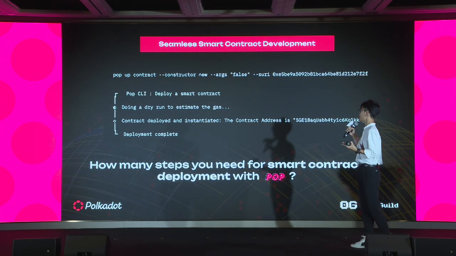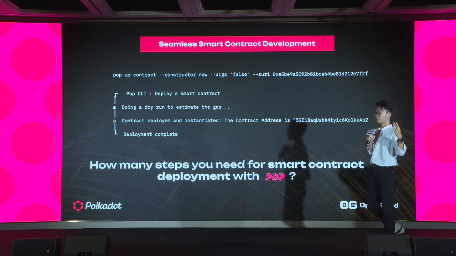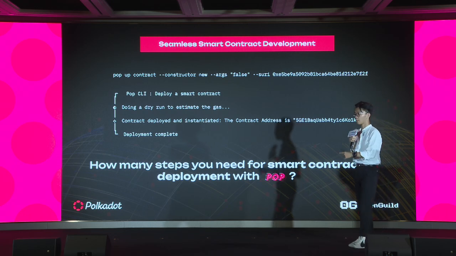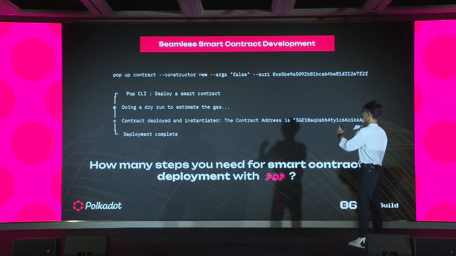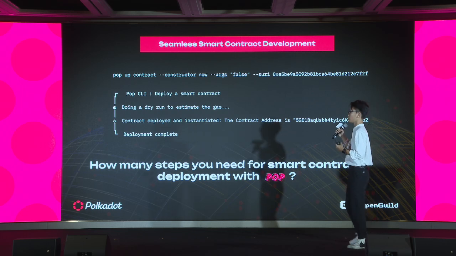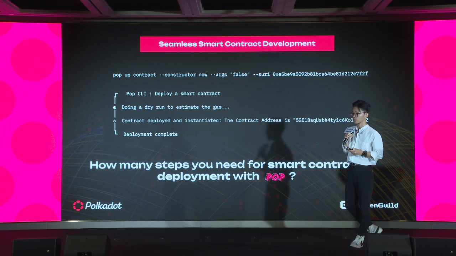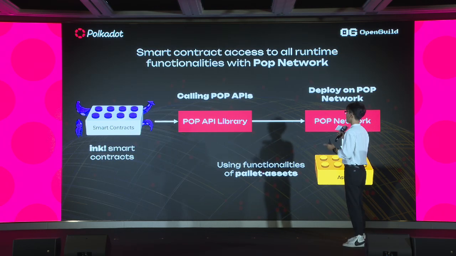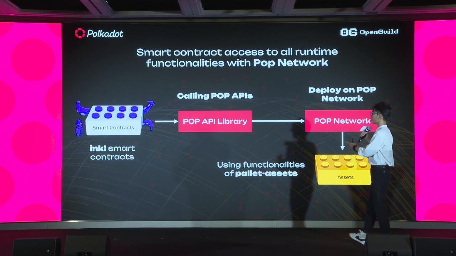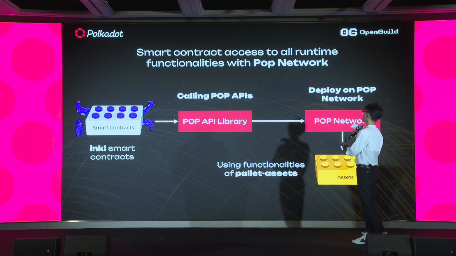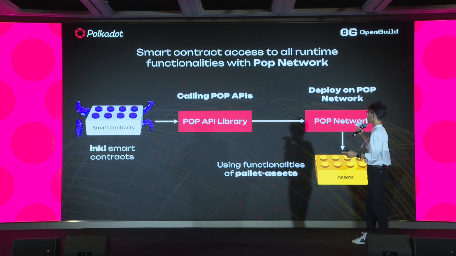And seamless smart contract development: we already defined the problem with smart contracts, and POP is also a solution to that. You only need one command, like pop up contract, define the constructor and the argument, and you have your contract deployed on a local Substrate node. And another solution that POP offers is smart contract access to all runtime functionality with the POP network.